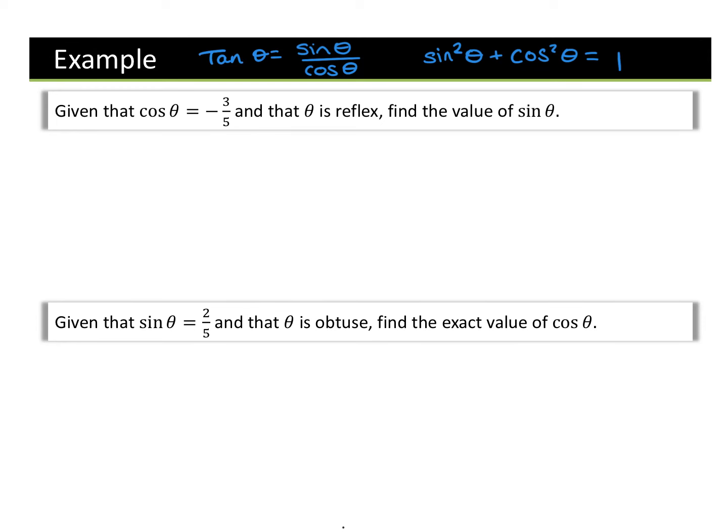Given that cos theta equals minus 3 over 5 and theta is reflex. Okay, first of all, what is a reflex angle? Greater than 180, but less than 360. Okay, so we're all happy with what a reflex angle is. Brilliant. We need to know this later. And it says find the value of sine theta. So, we have cos, we want sine. Which equation are we going to use?